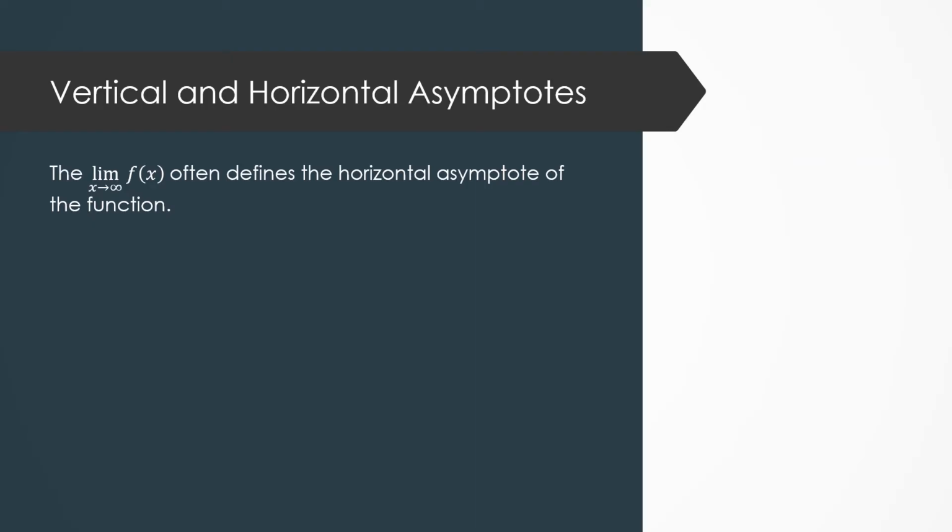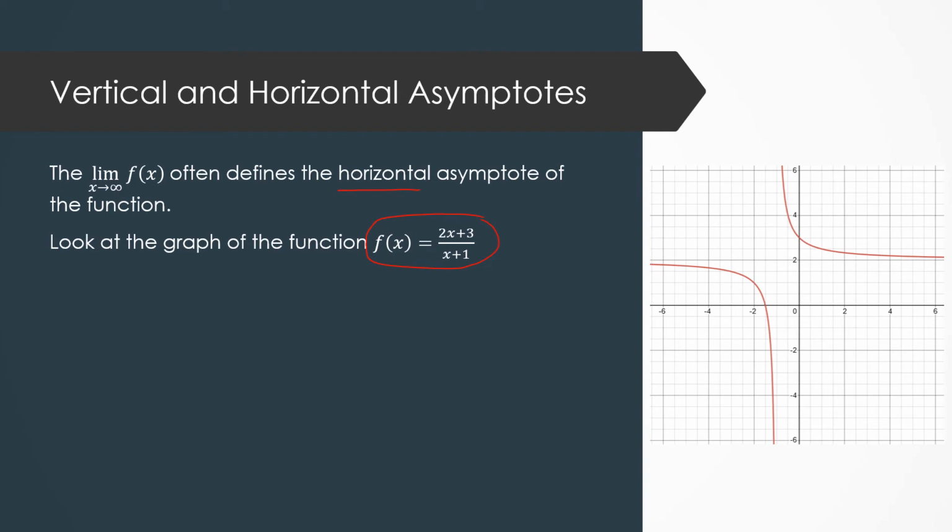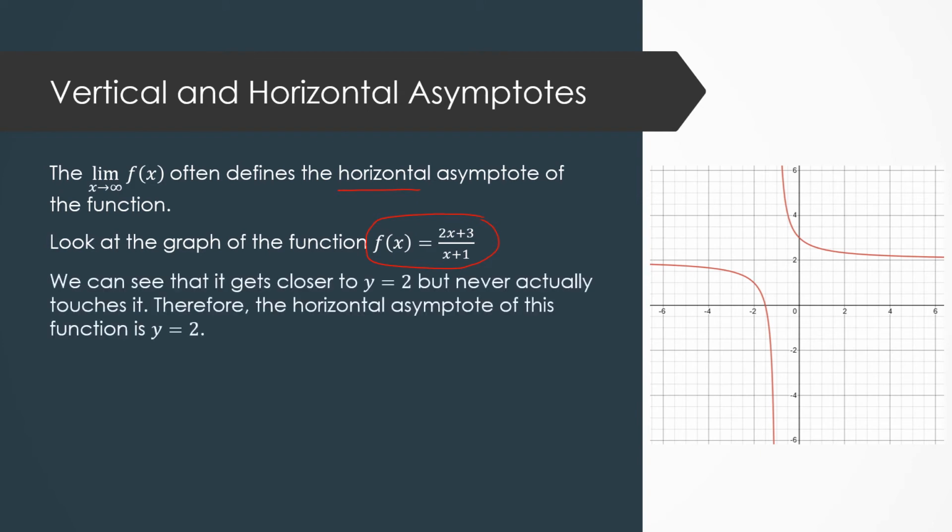Okay, so what does this have to do with vertical and horizontal asymptotes? Well, the limit as x approaches infinity of f of x often describes the horizontal asymptote of a function. So look at if I graph the function we just dealt with, 2x plus 3 over x plus 1, this is what it looks like. You can see that as x tends towards infinity, technically also tends towards negative infinity, but in this case tends toward positive infinity, the graph is getting closer and closer to 2, but never actually touches it. So that's the idea of a limit.